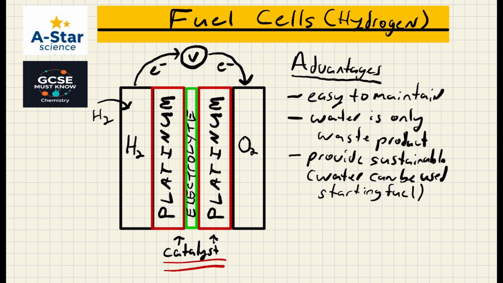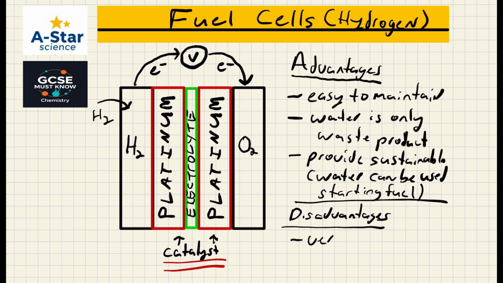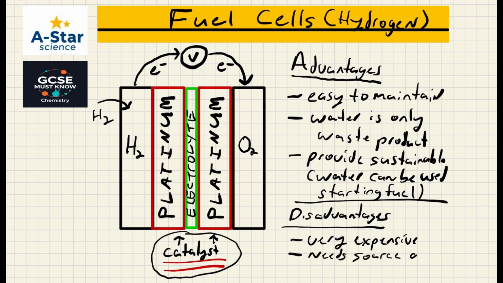Now, there are some disadvantages. Fuel cell technology is still in development, and so one of the disadvantages is that they can be very expensive. Of course, we know the reason why. It's because it utilizes very expensive catalysts. Hydrogen and oxygen are not very expensive, but catalysts such as platinum are. The other disadvantage is that it needs a source of hydrogen.